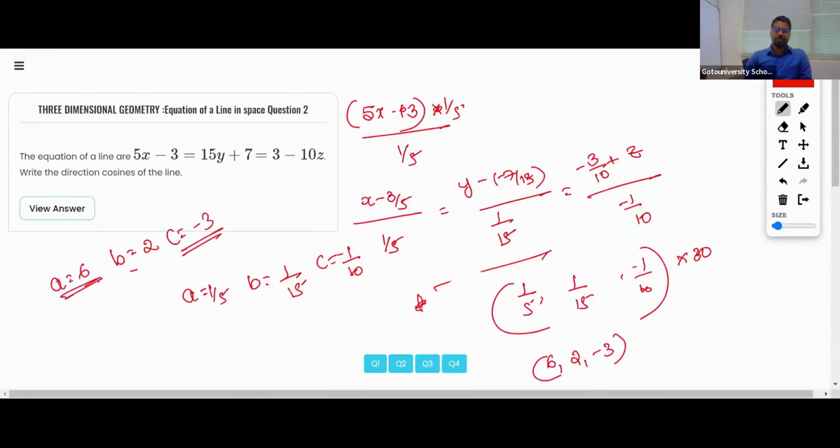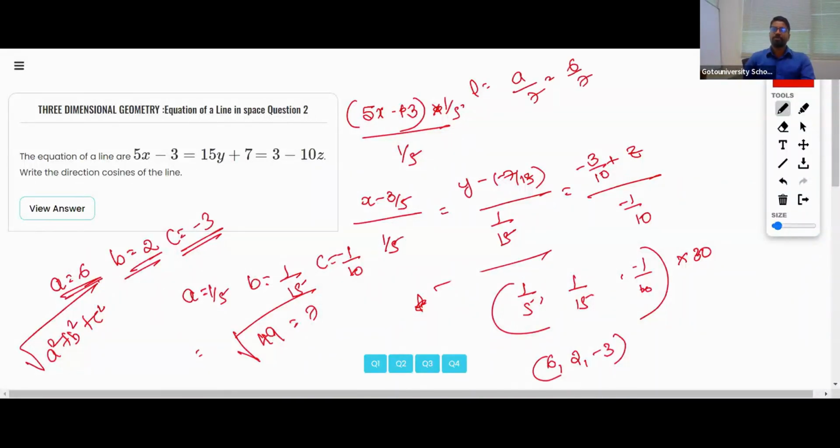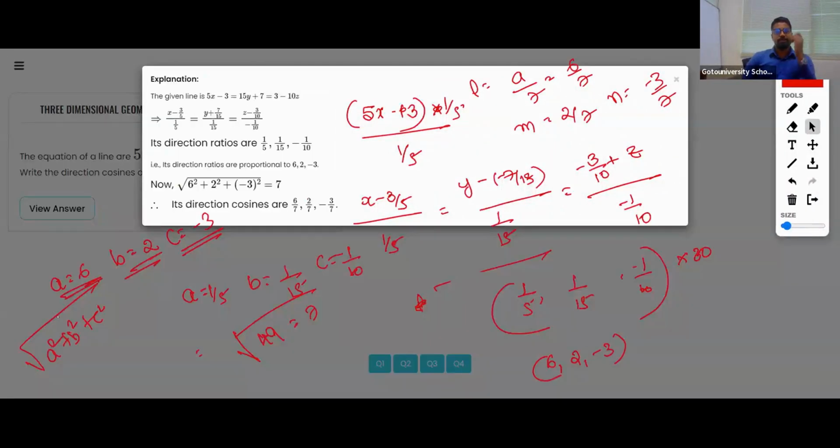Because direction ratio is nothing but a proportional value of the given equation, right? So what is our square root? A square plus B square plus C square, which is 36 plus 4 plus 9, that is 49, and the root is 7. Our L will be A by 7, which is 6 by 7. Our M will be 2 by 7. Our N will be minus 3 by 7. So that is our direction cosines. Yeah, 6 by 7, 2 by 7, and minus 3 by 7.